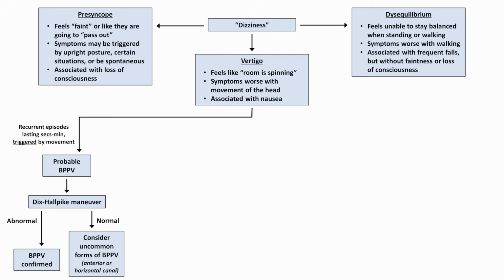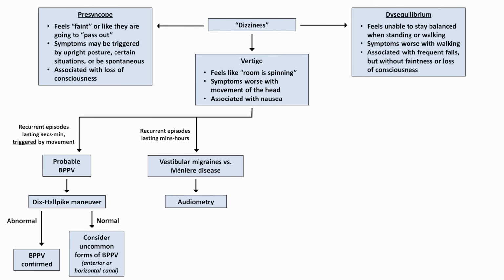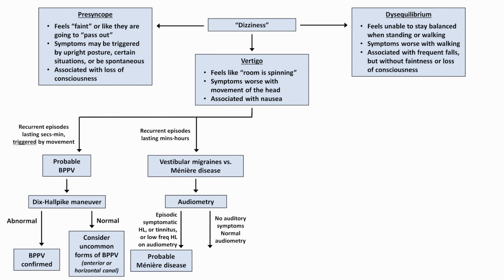In contrast to the extremely brief episodes of vertigo in BPPV, the recurrent episodes can last many minutes to hours. In this case, the patient probably has vestibular migraines or Meniere's disease. To distinguish between them, check audiometry. If the patient has either episodic symptomatic hearing loss, episodic tinnitus, or has low-frequency hearing loss as picked up on audiometry, which could be subclinical or asymptomatic, the patient probably has Meniere's disease. On the other hand, if the patient has neither auditory symptoms nor abnormalities on audiometry, they likely have vestibular migraines.